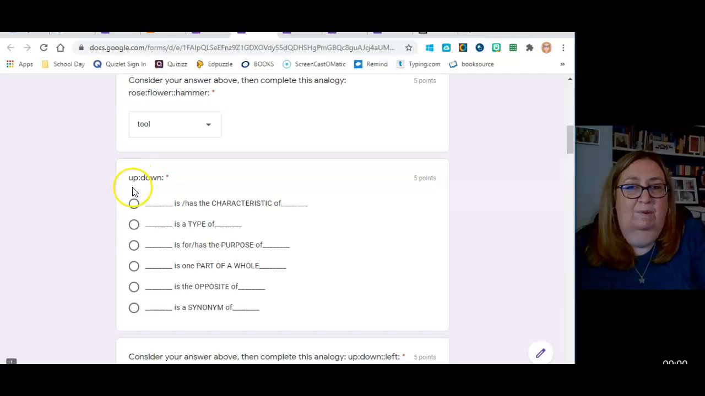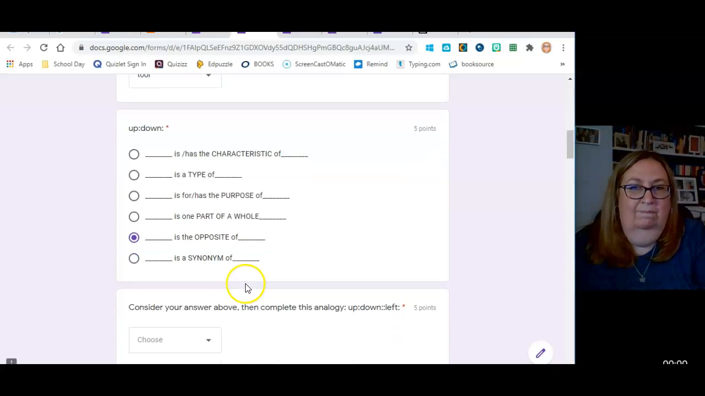Find the relationship between up and down. Up has the characteristic of down. Up is a type of down. Up is for the purpose of down. Up is one part of a whole down. Up is the opposite of down. Up is a synonym of down. So I'm going to choose up is the opposite of down.